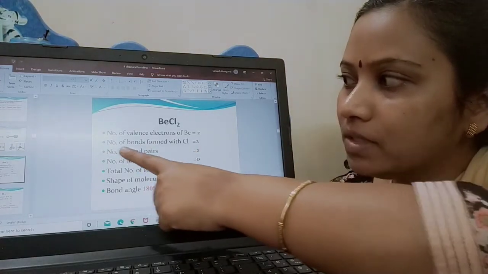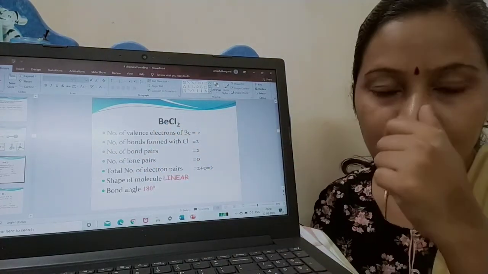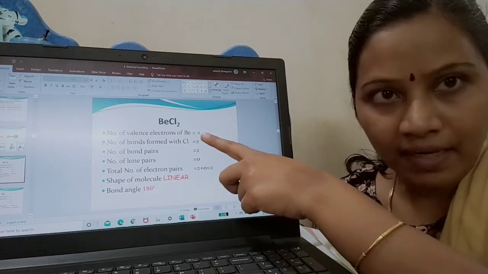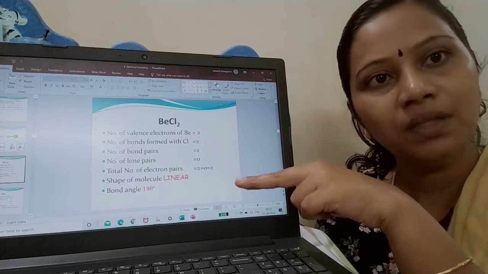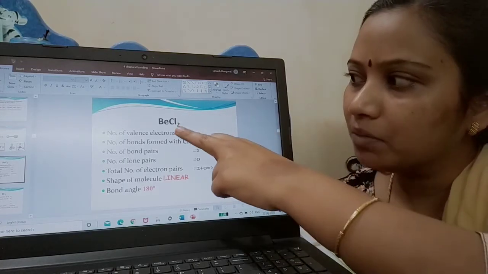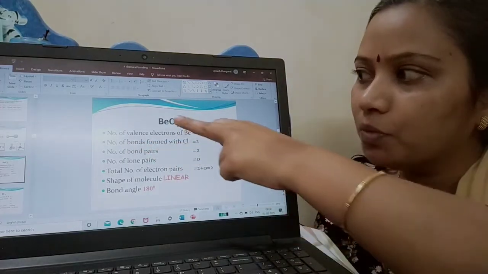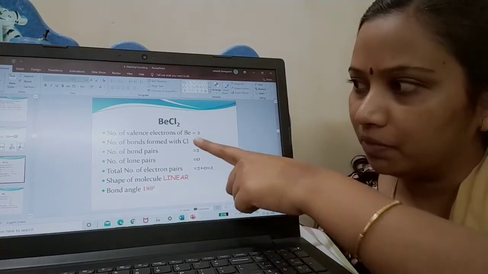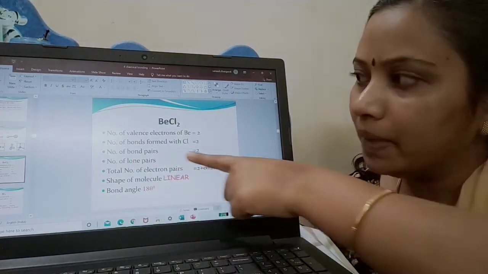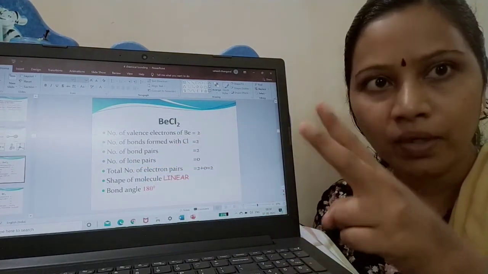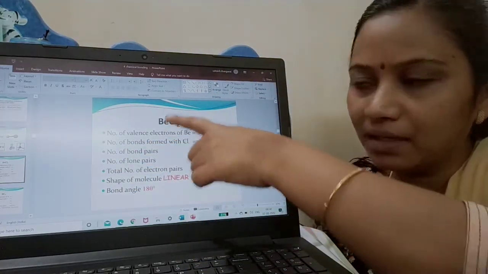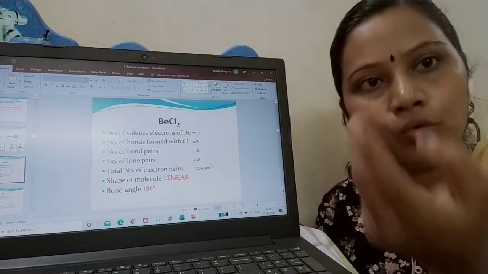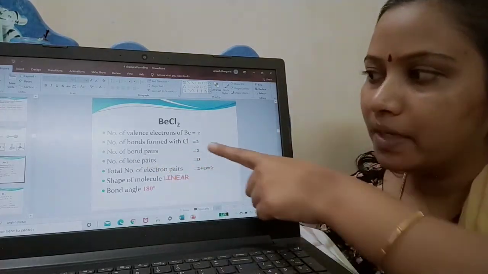How many bonds can it form with chlorine? Since it has 2 valence electrons, it has 2. So obviously the 2 should be involved in pairing with other atoms. Here the other atom is chlorine. So how many bonds should be formed with chlorine? 2 bonds should be formed with chlorine. Now how many bond pairs are formed? Since there are 2, it can form only 2 pairs with its partner, chlorine. So the number of bond pairs is 2.